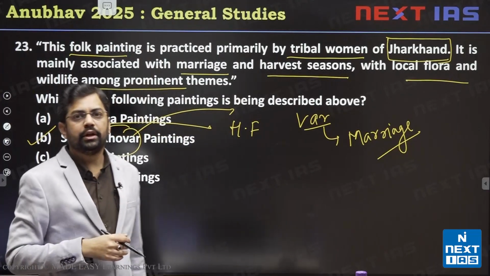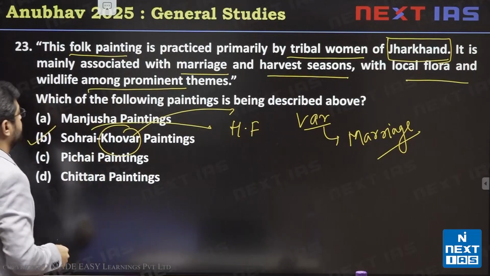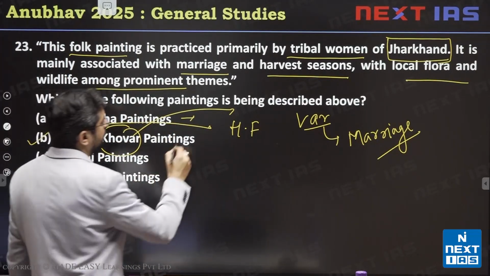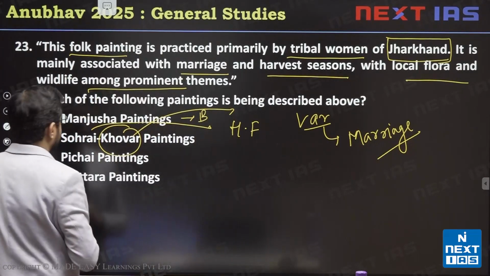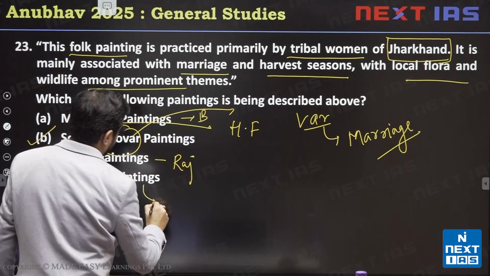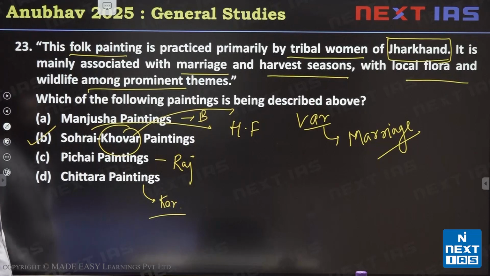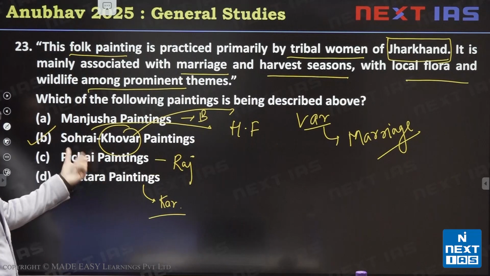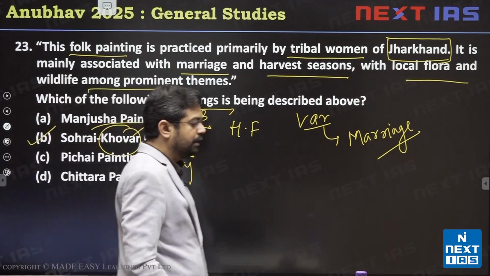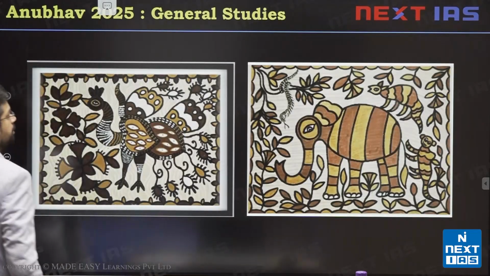And they are very popular in the areas of Hazaribagh, that is in Jharkhand. If we see the other options, Manjusha paintings are going to be associated with Bihar. Pichwai paintings are associated with Rajasthan. Chittara paintings are associated with Karnataka, right? So maybe Manjusha and Pichwai, I think you can easily guess, and Sohrai Khovar is going to be the correct answer, right? These are the examples for the paintings.